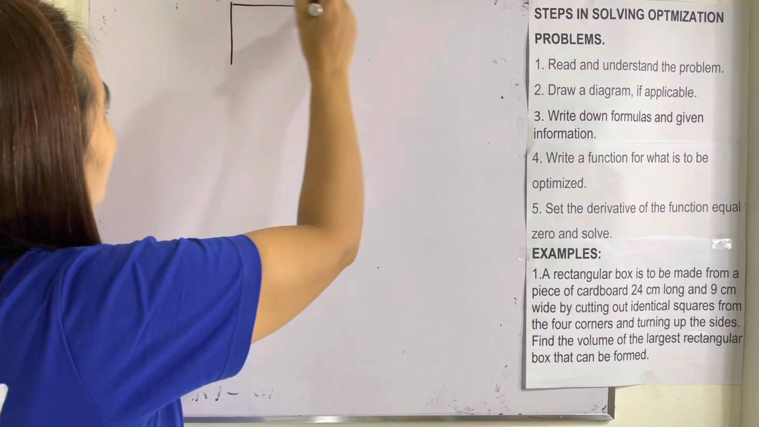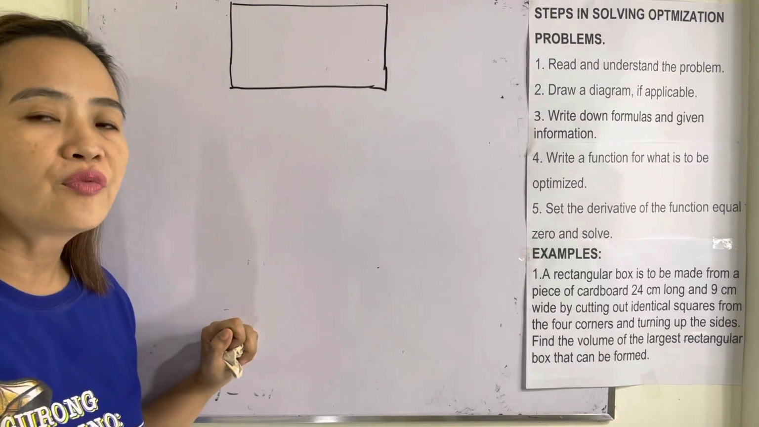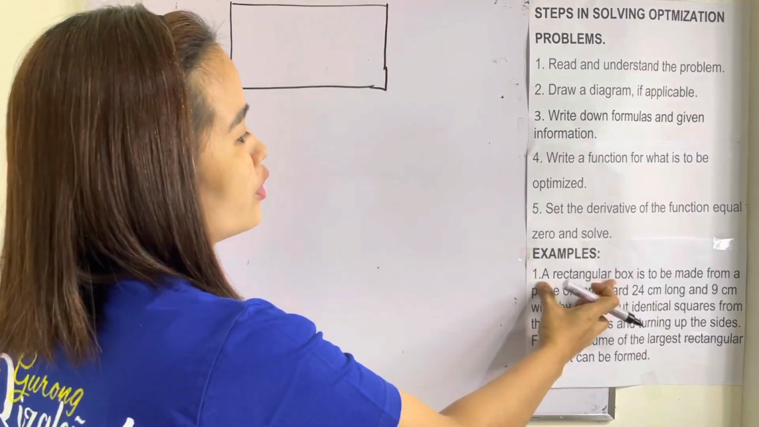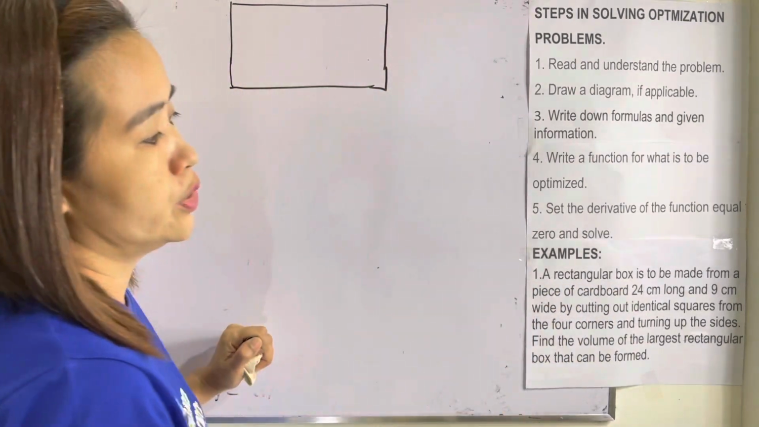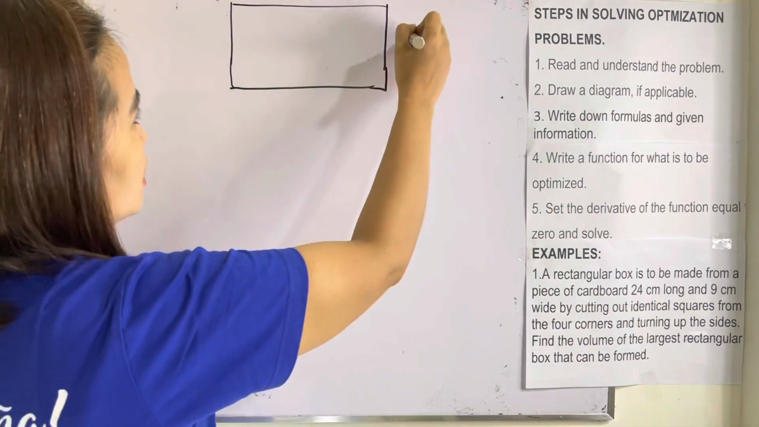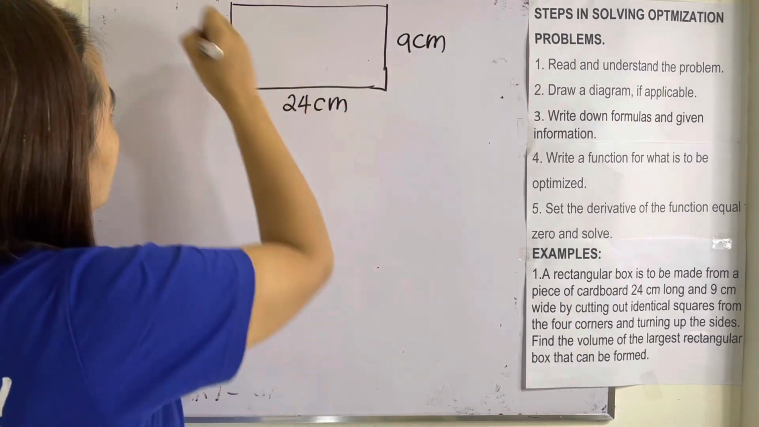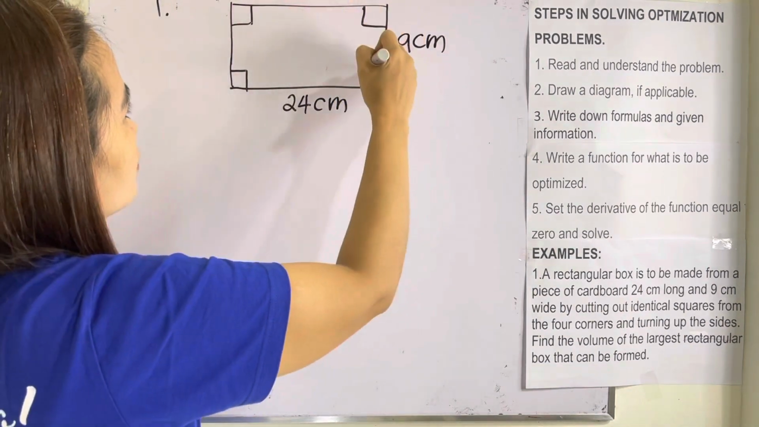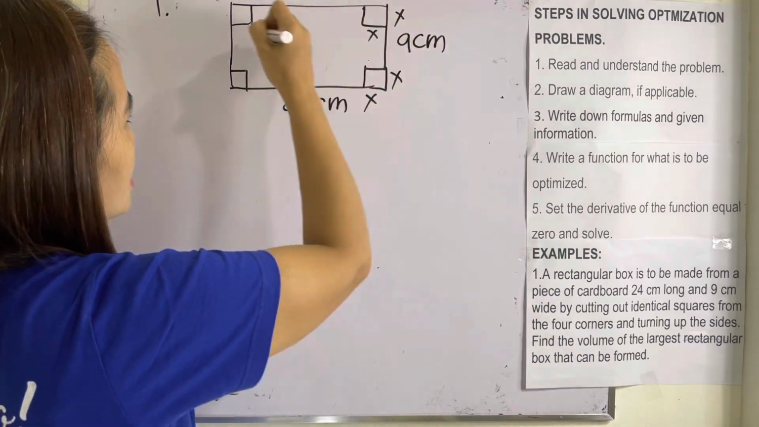This one is the diagram. We are looking for the volume of the largest rectangular box that can be formed from this rectangular cardboard, 24 cm long and 9 cm wide. So this one is 9 cm and this one is 24 cm. This is number 1. So we have here a square in every corner. I will be naming it as X, of course.